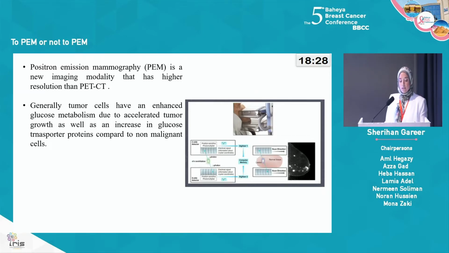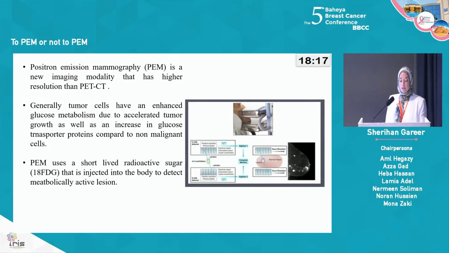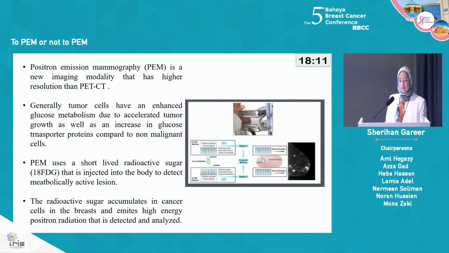It's focused on the fact that generally tumor cells have an enhanced glucose metabolism due to accelerated tumor growth, as well as an increase in glucose transporter proteins compared to non-malignant cells. It uses a short-lived radioactive sugar that is injected into the body to detect metabolically active lesions. This radioactive sugar accumulates in cancer cells in the breasts and emits high-energy positron radiation that is then detected and analyzed.